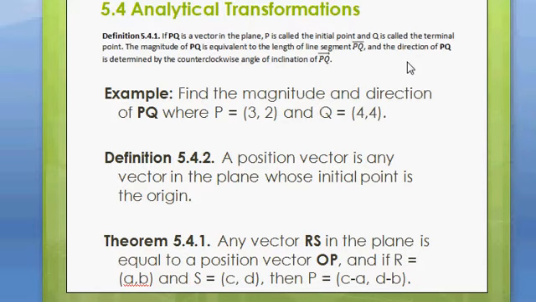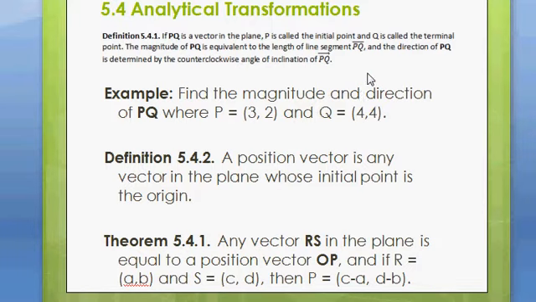The magnitude is just the distance between P and Q, if we think of that as a segment, or the distance between the two points. The direction: if you were to draw a horizontal line parallel to the x-axis and then measure counterclockwise the positive angle there, that would be the angle of inclination for PQ, and I'll show a picture of that here in a minute.